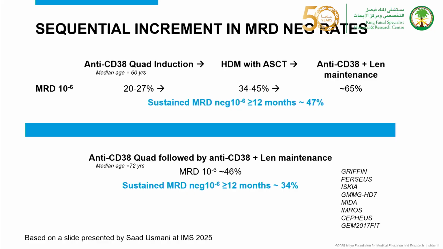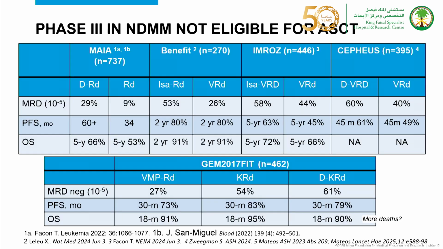That notion that you get a negative marrow, but then it isn't persistent, makes a big difference there. And then among patients who are not transplant bound, again, a little bit lower rates, but you end up with an MRD negative 10 to the minus 6 of about 46%. Sustained is about 34%.